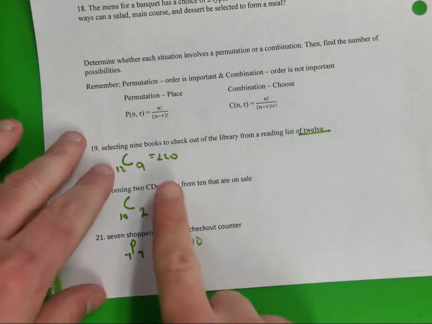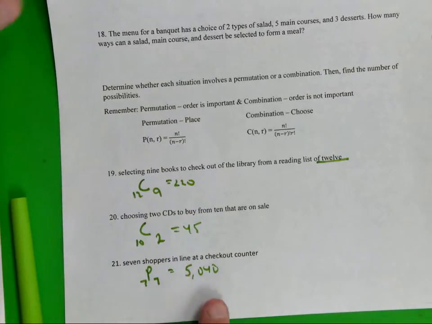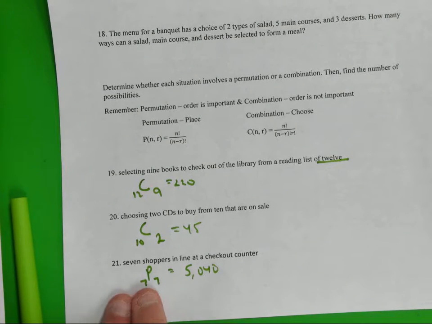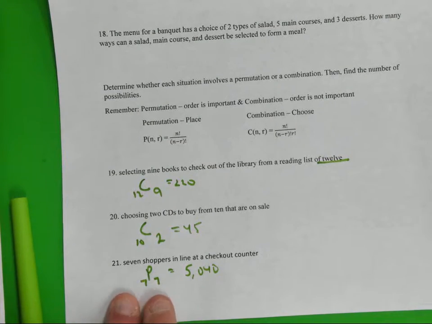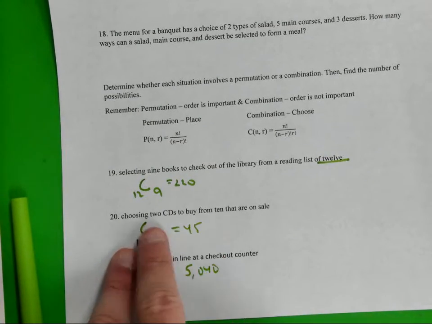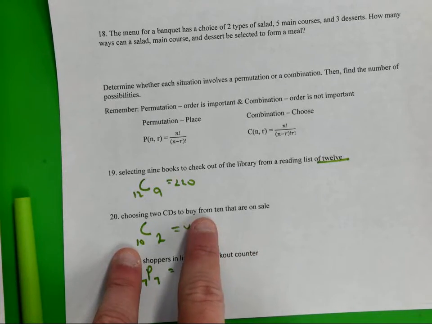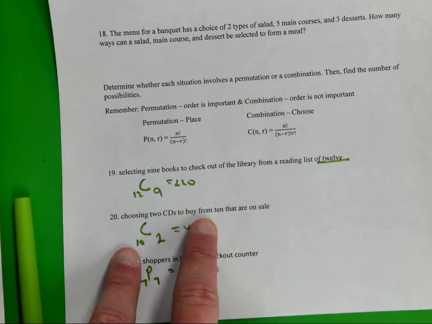That's that many different combinations. Like I can have 5,040 different ways, 7 people in a row. There's 45 different combinations of choosing 2 CDs from those 10. That's what those numbers mean.